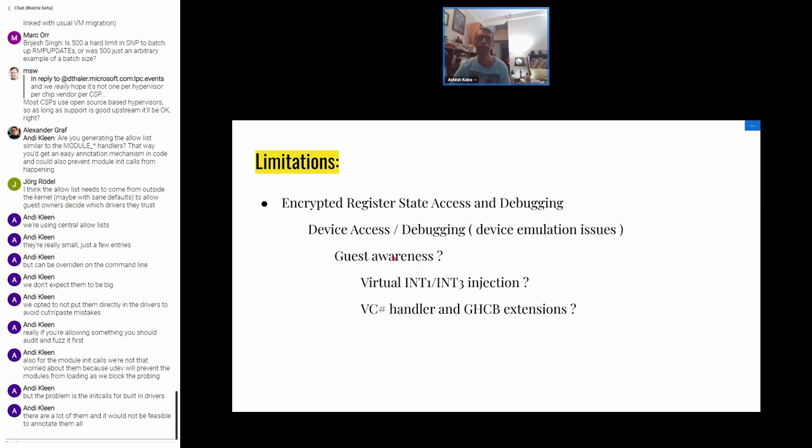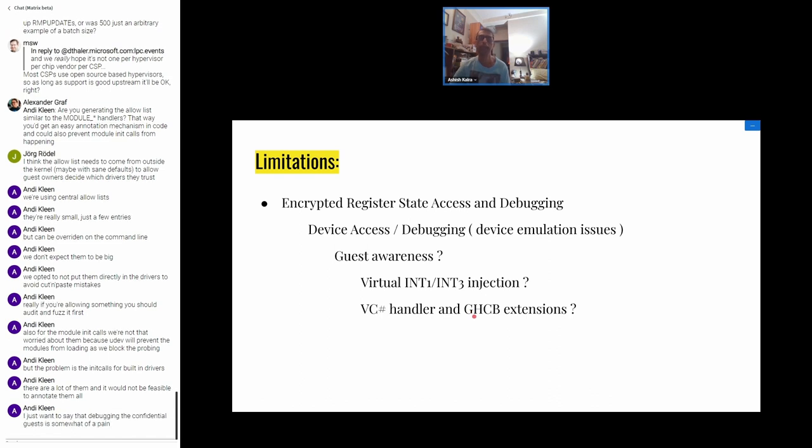Probably need some kind of guest awareness. Is there a possible way to do a virtual interrupt, virtual debug or trap, or debug interrupt injection at that time? And does it need some kind of VC handler, or the GHCB, which is a specific SEV structure for guest and host communication? So this does need some kind of guest awareness, where the guest needs to supply the decrypted register state back to the QEMU side or the host side using the GHCB structure, and then that's where QEMU can pick it up and do these specific things which I talked about.